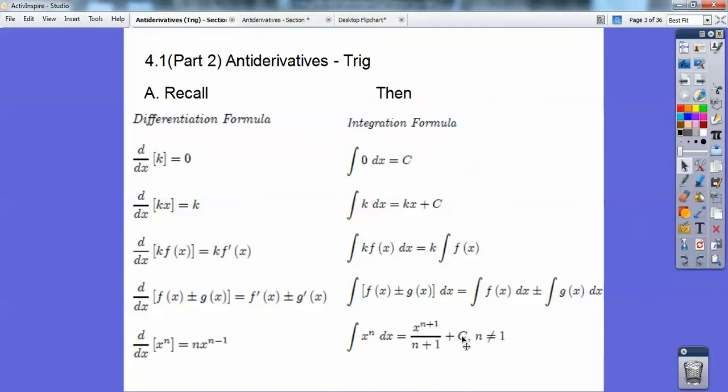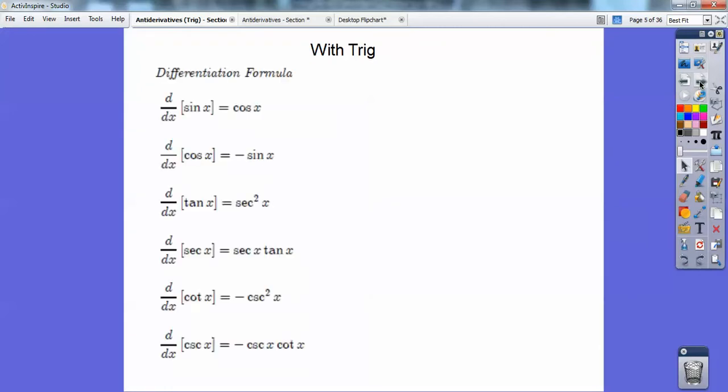Don't forget your plus c's, you guys. When you integrate, you always have a plus c at the end when it's an indefinite integral. These are indefinite if you don't have little numbers at the bottom and top of the integral sign. That's coming up in the next lesson or two. If there are no numbers there, your answer is always going to have a plus c. Don't forget it, because I know your calculus teacher will ding you points if you forget it. I will.